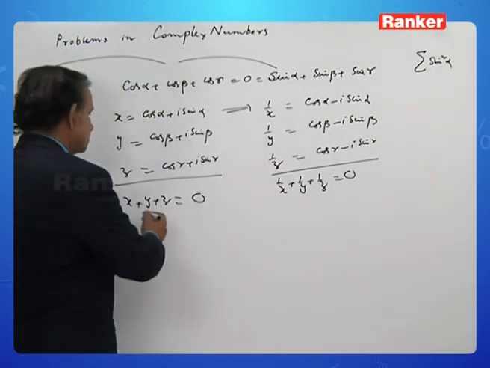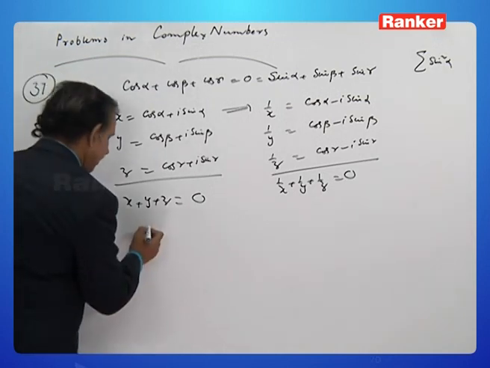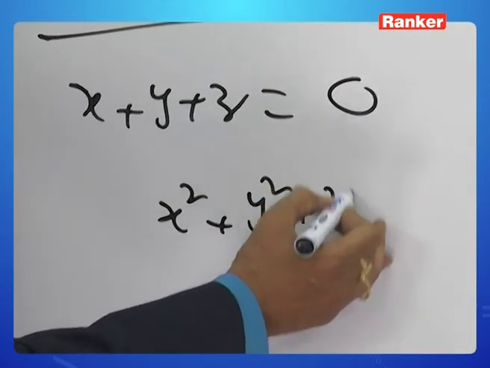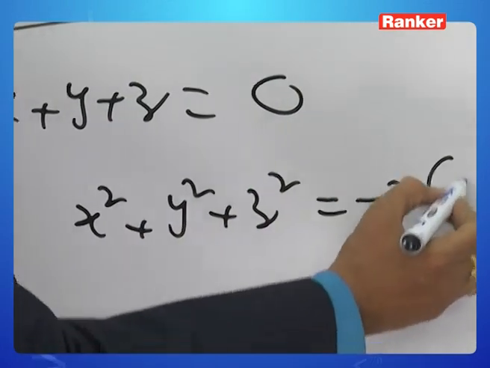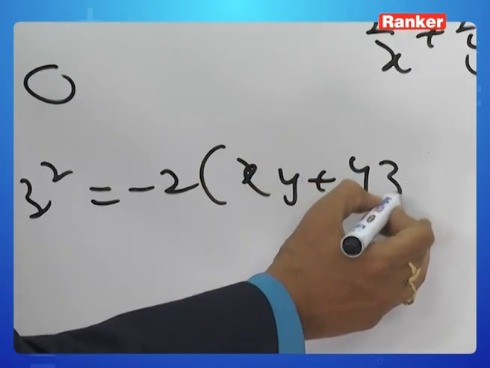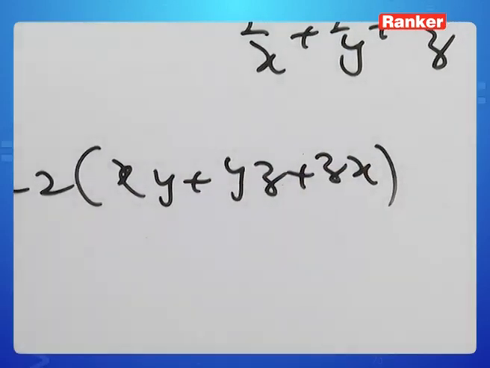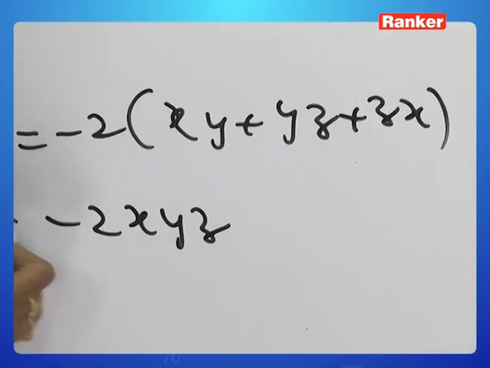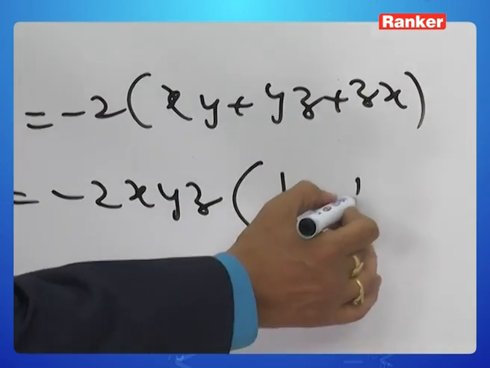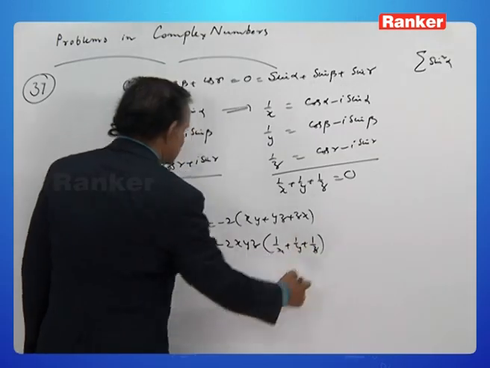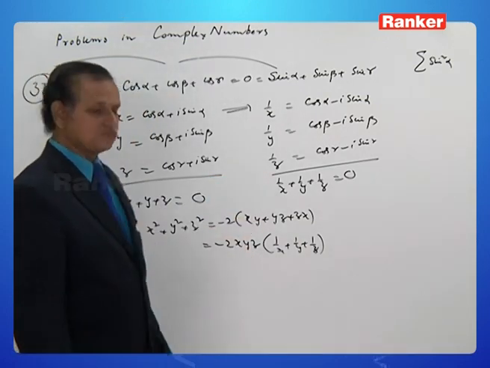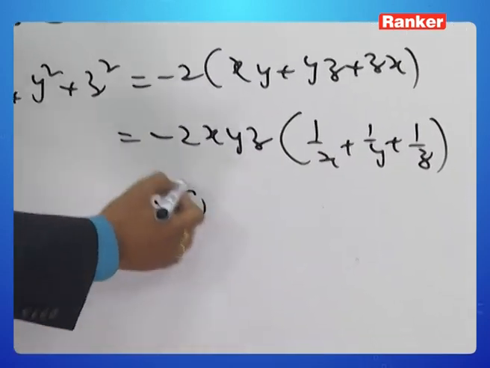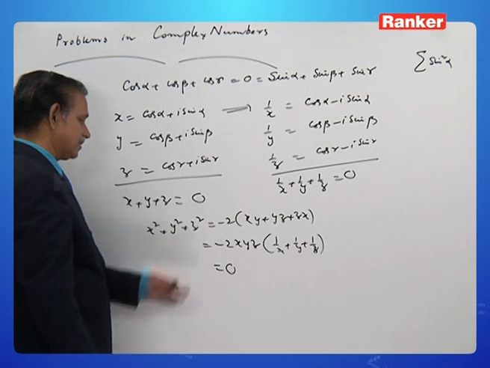Well, let me square it on both sides. What happens? x square plus y square plus z square is equal to minus 2 into xy plus yz plus zx, isn't it? Let me take xyz as a common factor. What do you have? 1 by x plus 1 by y plus 1 by z. You see, we could have derived that 1 by x plus 1 by y plus 1 by z is also 0. So 0 into anything is again 0, hence it is 0. So, x square plus y square plus z square is 0.